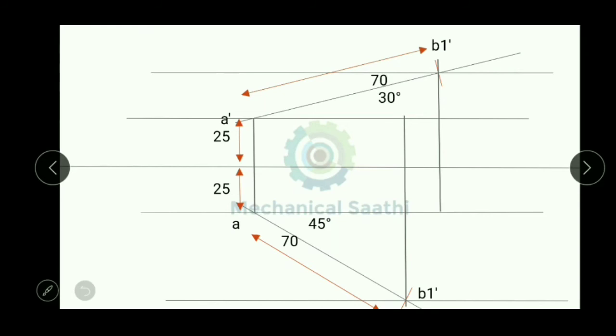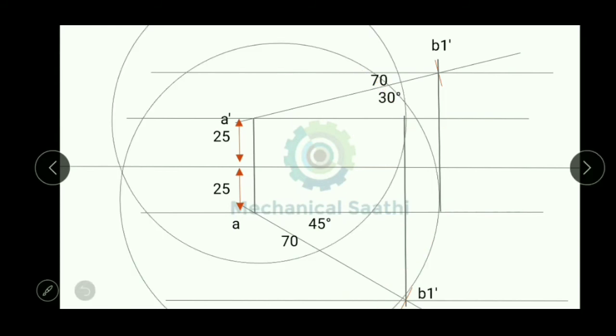After drawing these two straight lines, it can look like this. Then if we draw the arcs, it may intersect somewhere here and somewhere here. So we'll be getting our top views. Okay, so let us see.